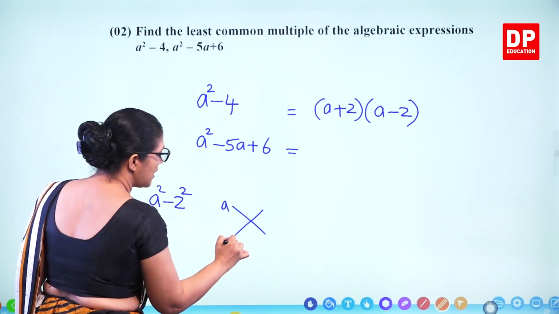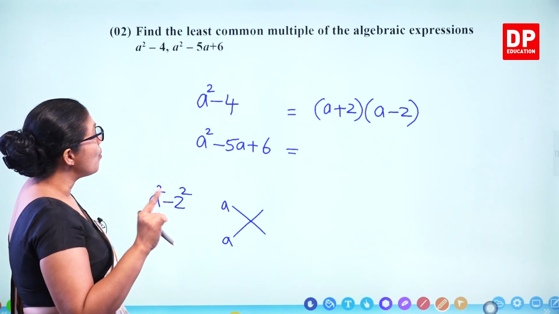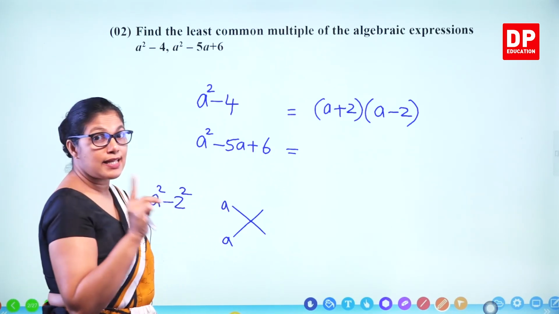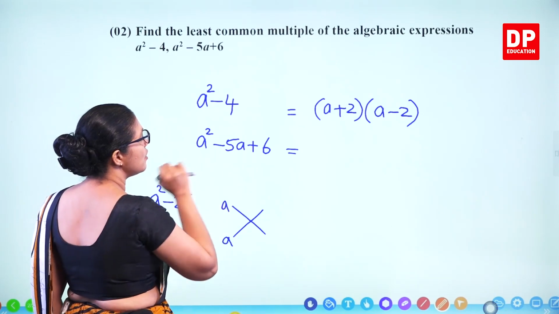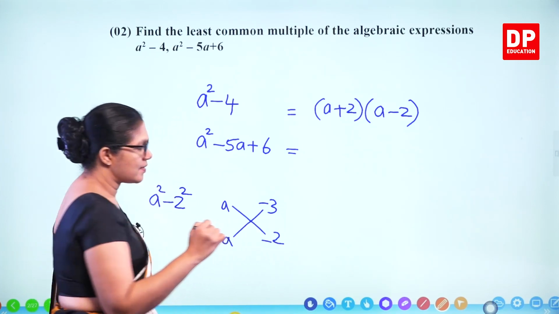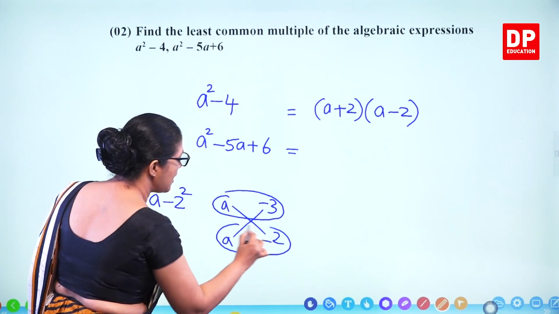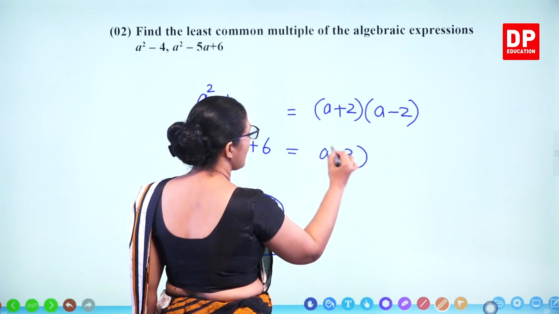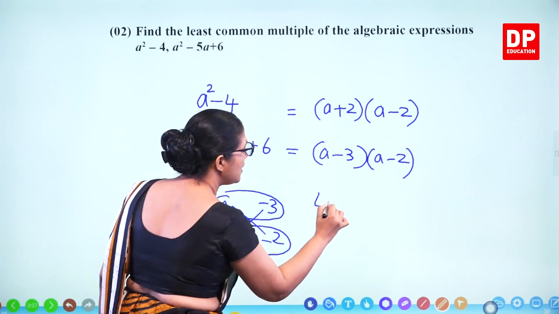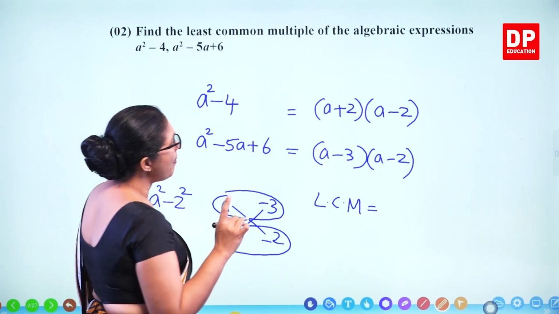A squared you can get a and a. What are the factors of 6? When you add the factors, you are getting minus 5, so that means 3 and 2. Both should be minus to get minus 5. So the factors are a minus 3 and a minus 2. Now for the least common multiple, you have to take all distinct factors with the maximum power.